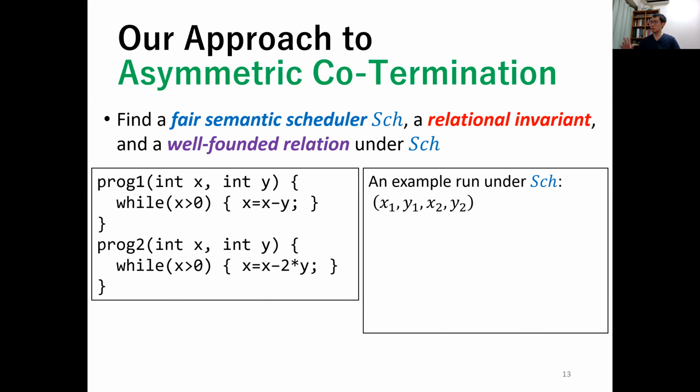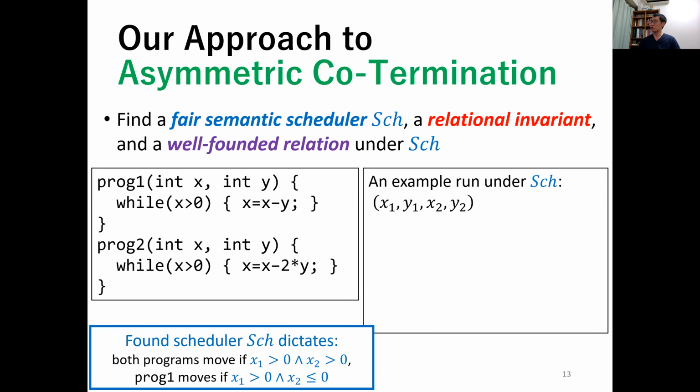So here are the two programs again. And suppose we found a scheduler that says both programs move if the values of x are positive in both programs, and only program 1 moves if the value of x in program 1 is positive and the value of x in program 2 is not positive.